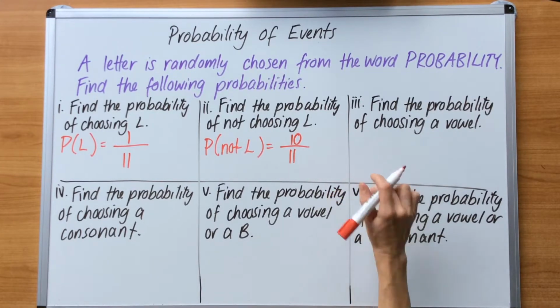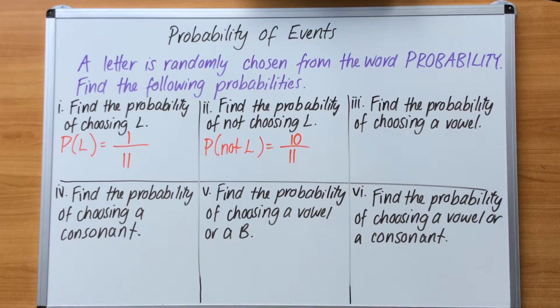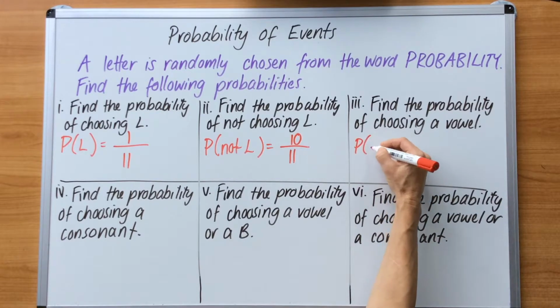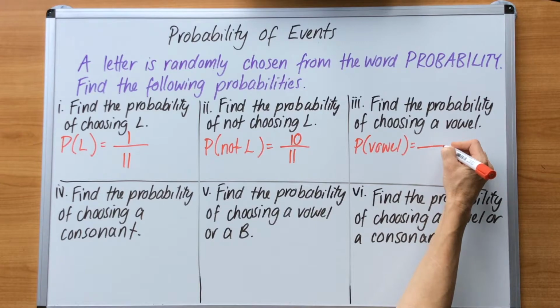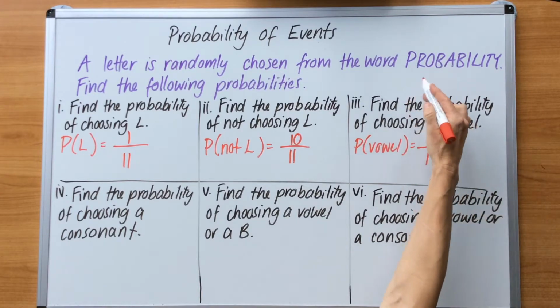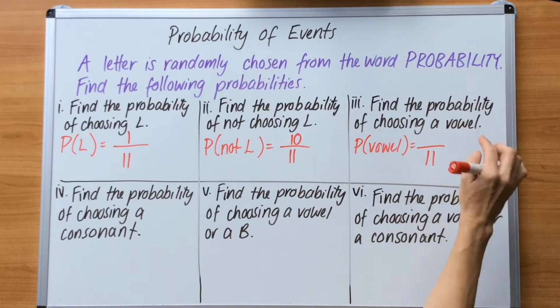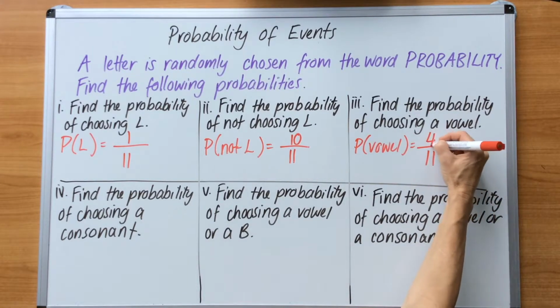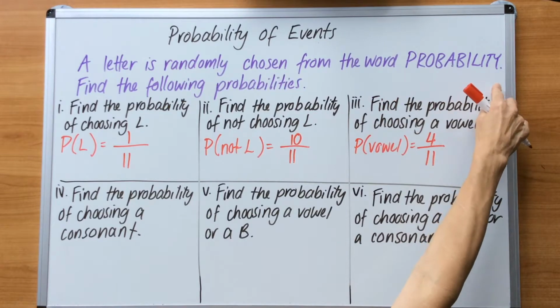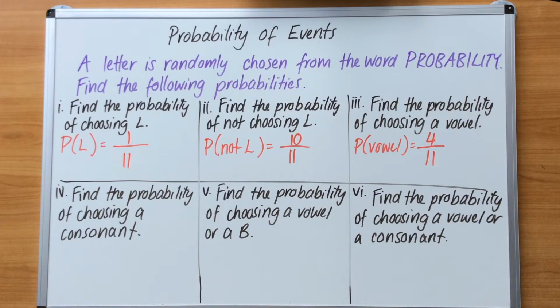Question 3. Find the probability of choosing a vowel. P bracket vowel, close the bracket, equals. And we know there's 11 outcomes because there's 11 letters. So a vowel is A, E, I, O, U. And there are 4 vowels in this word probability. So we write 4 over 11.